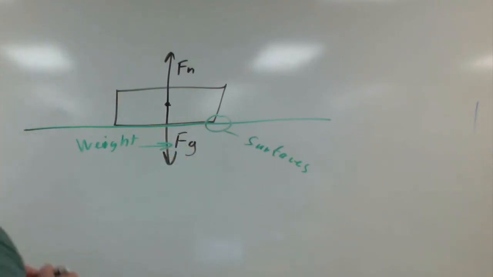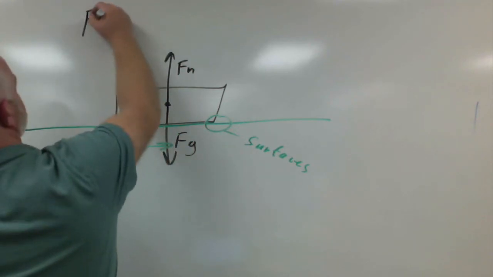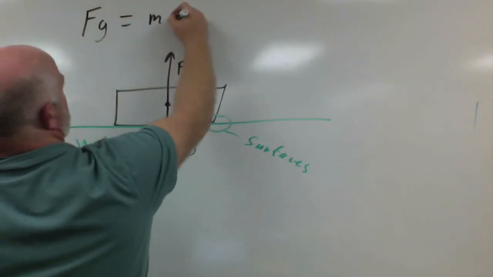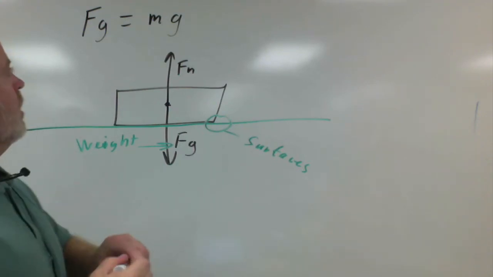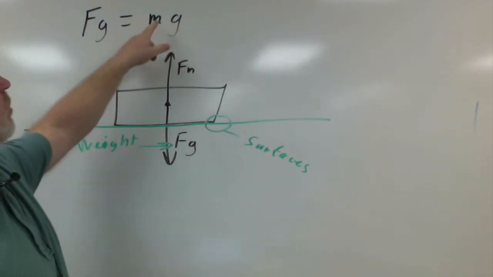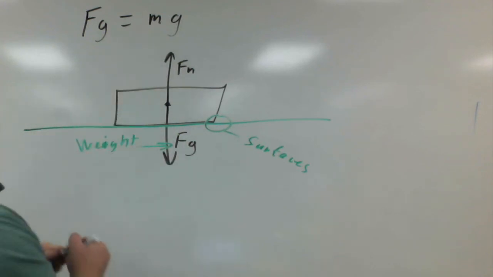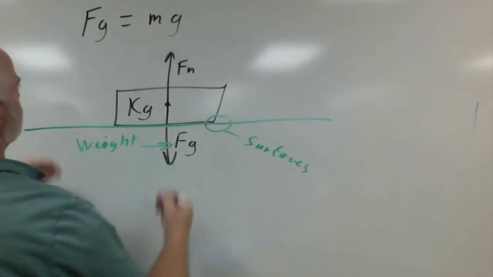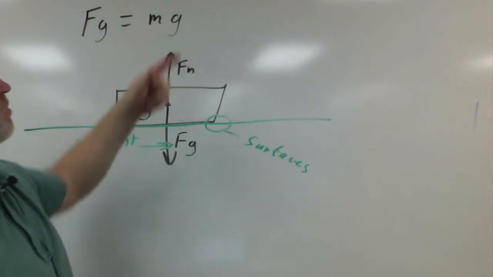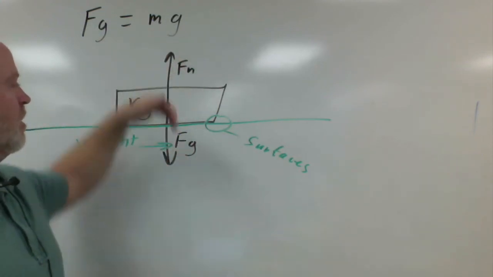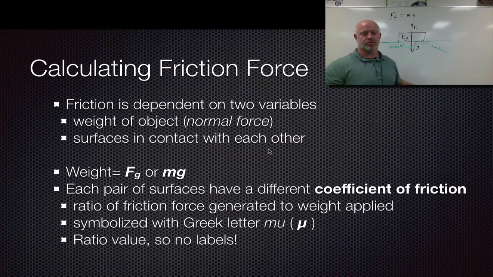Now keep in mind, we know that force of gravity is equal to the mass times acceleration due to gravity. And we're going to use this because we usually know the mass of the object, usually in kilograms. We don't usually necessarily know it in newtons. So if we know the mass of the object and the acceleration due to gravity, we can always figure out what that force of gravity pulling down on us is.